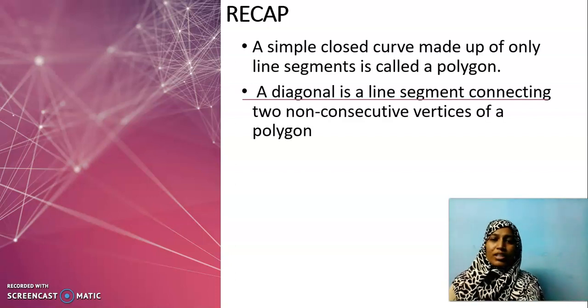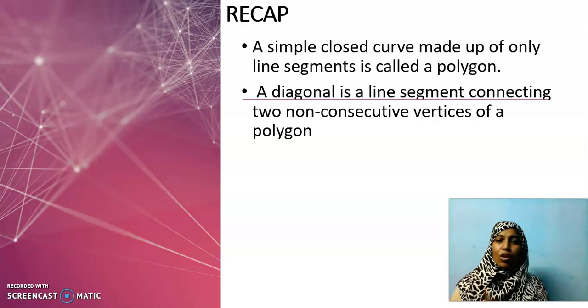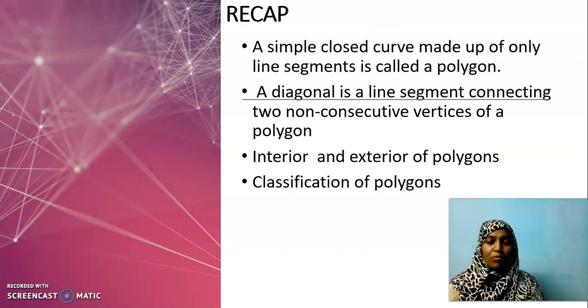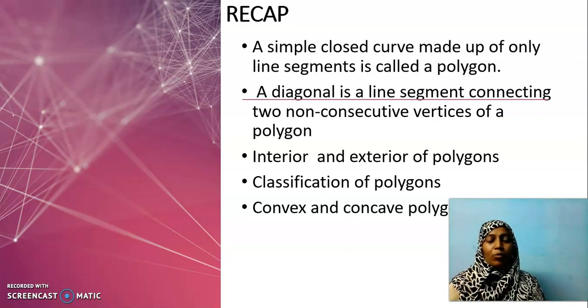Then we defined what is diagonal. Diagonal is a line segment connecting two non-consecutive vertices of a polygon. You know what is two consecutive vertices. Hope you remember that. Then interior and exterior of a polygon. We classified the types of polygons like triangle, quadrilateral, pentagon, hexagon, septagon, octagon, nonagon, decagon. Isn't it? Okay, then we defined convex and concave polygons.